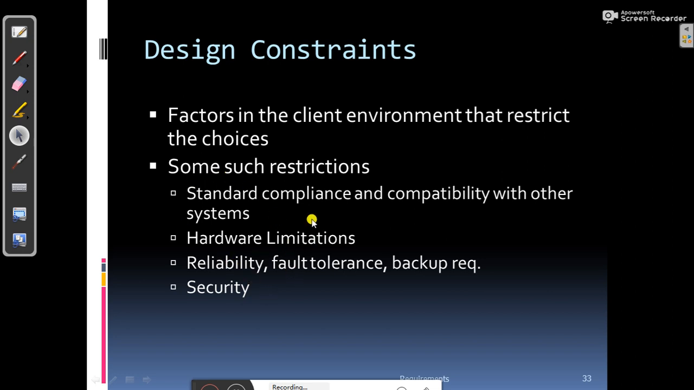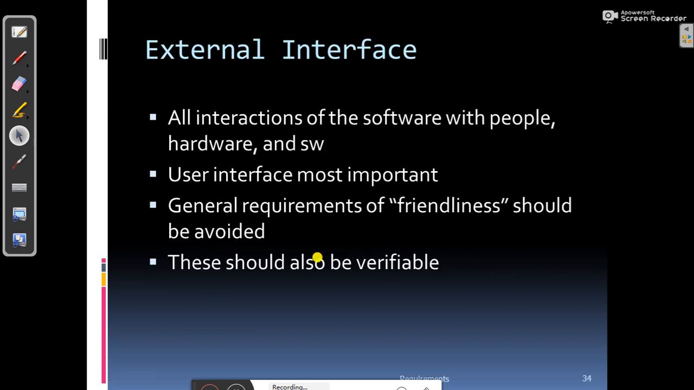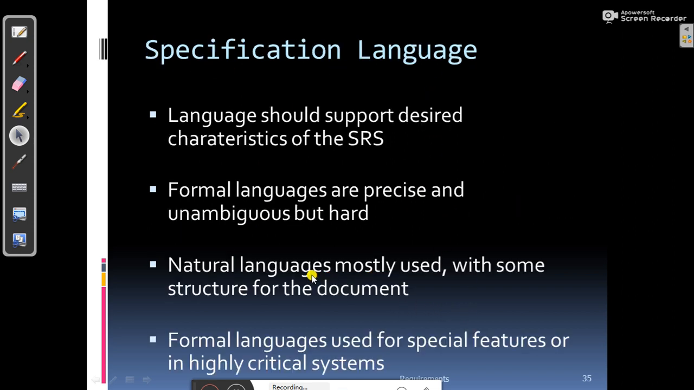Those are actually constraints, and there might be other constraints also as per your software design process, as per your software development process. And there should be external interfaces, like all interactions of software with people, hardware, and software. So this is not only with the people, this is also with the hardware and software. And the user interface is most important, that is the GUI part. General requirements of friendliness should be avoided. Like here you can see, general requirements of friendliness should be avoided. This should also be verifiable. These external interfaces should also be verifiable.